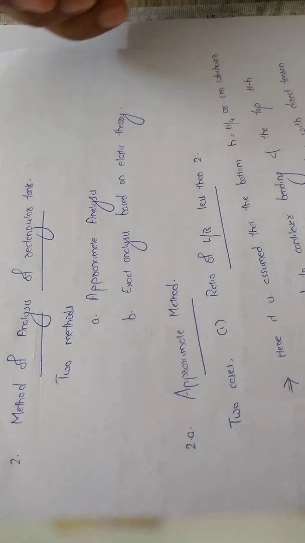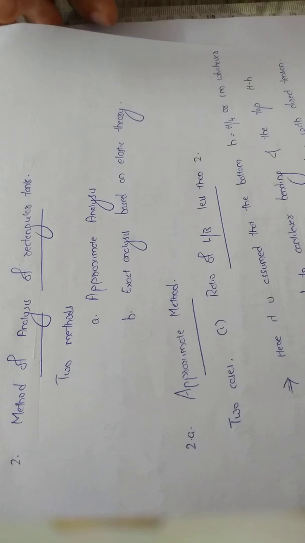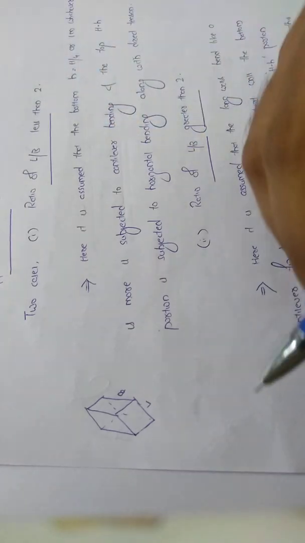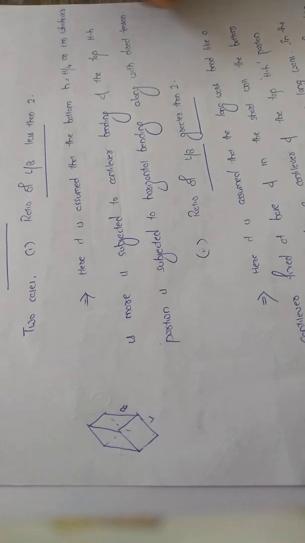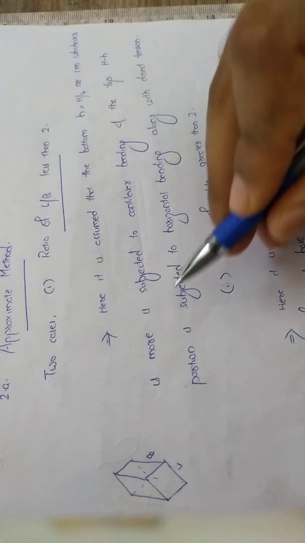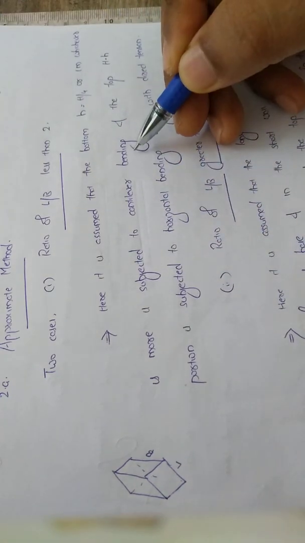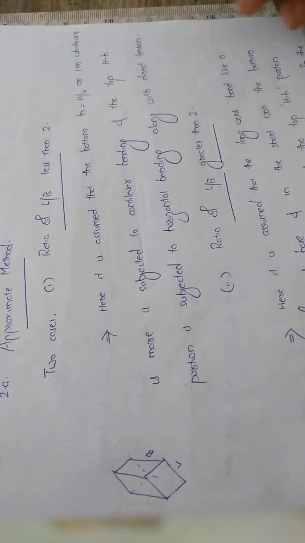So there are different ways of analyzing a rectangular tank. Two methods are approximate analysis and exact analysis, which is based on elastic theory. In the approximate method, two cases are there. The first one is the ratio of L by B, that means the length to width ratio, if it is less than 2. Then it is assumed that the bottom h, equal to H by 4 or 1 meter, whichever is more, will be subjected to cantilever bending, and the top H minus h portion will be subjected to horizontal bending along with direct tension.